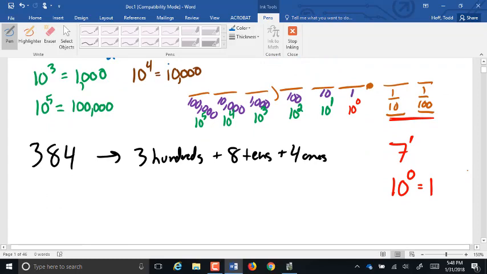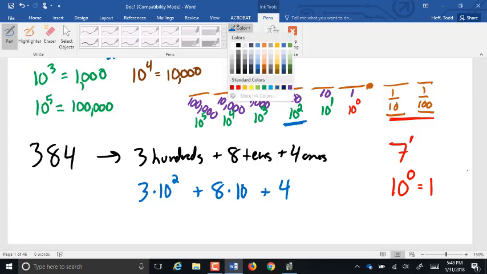But anyway, back to these place values. So instead of writing out the word hundreds, tens, and ones, instead of writing out 3 hundreds, 8 tens, and 4 ones, what we could have done is 3 times 10 to the 2nd. That's the hundreds place. Plus 8 times, we don't have to write the 10 to the 1. We can just write times 10. And plus 4, we don't write in the ones or the 10 to the 0.